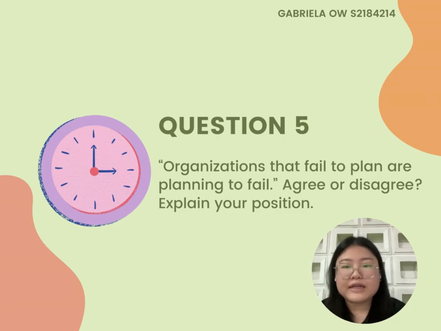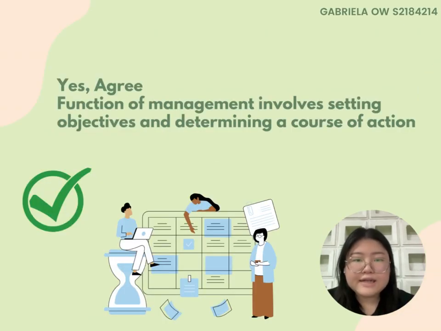I will represent our group to answer question number 5. The question is, organizations that fail to plan are planning to fail. Agree or disagree? Explain your position. Organizations that fail to plan are planning to fail.